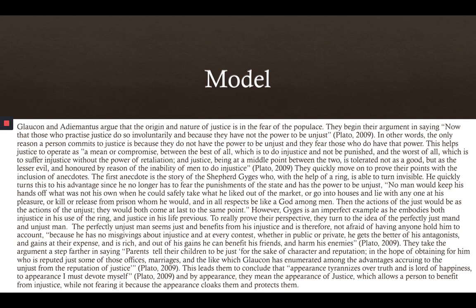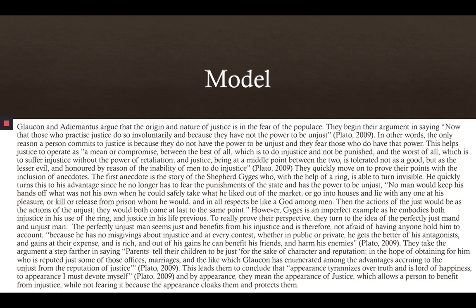From there, we talk about Gyges being an imperfect example because he embodies both injustice in his use of the ring, and his life before that was very just. So he's not a perfect example. So we go into the perfect examples, right? They turn to the idea of the perfectly just man and the perfectly unjust man. The perfectly unjust man seems just and benefits from his injustice and therefore is not afraid of having anyone hold it against him. Notice I keep bringing that fear in. And I then use a quote to prove that this is their point, right?